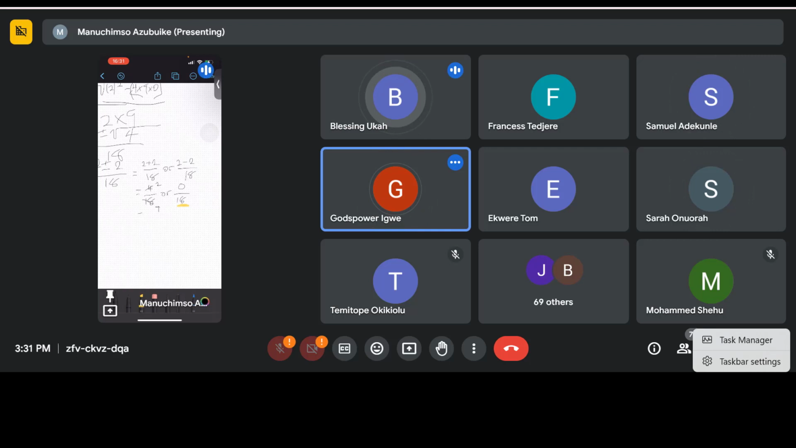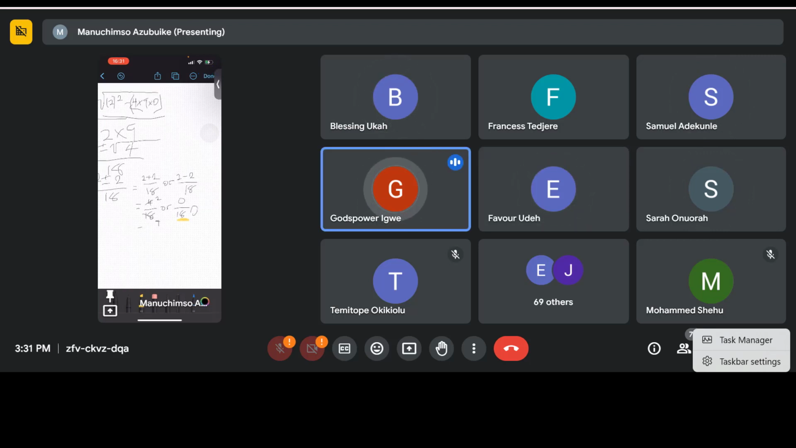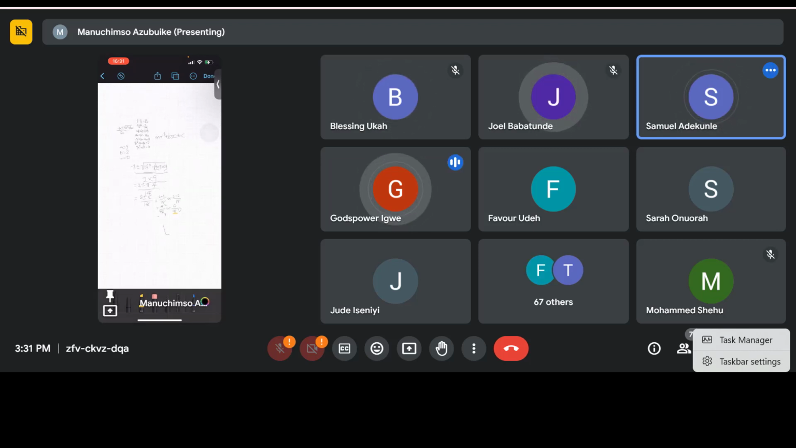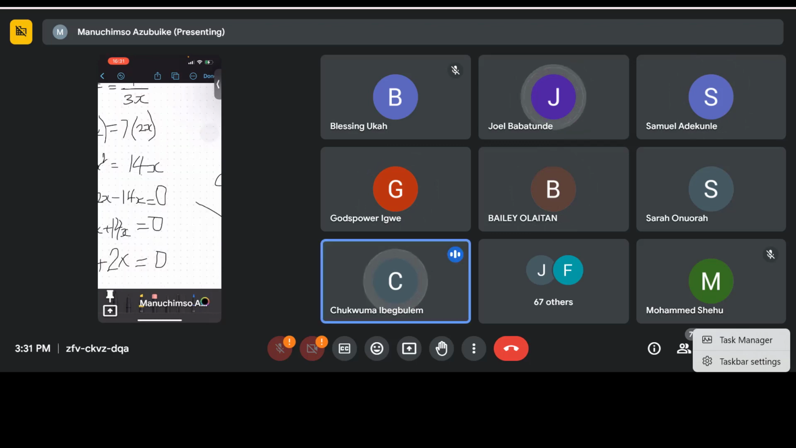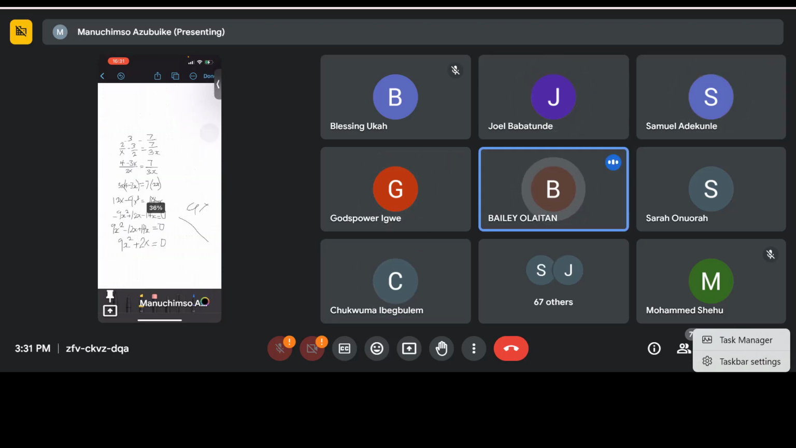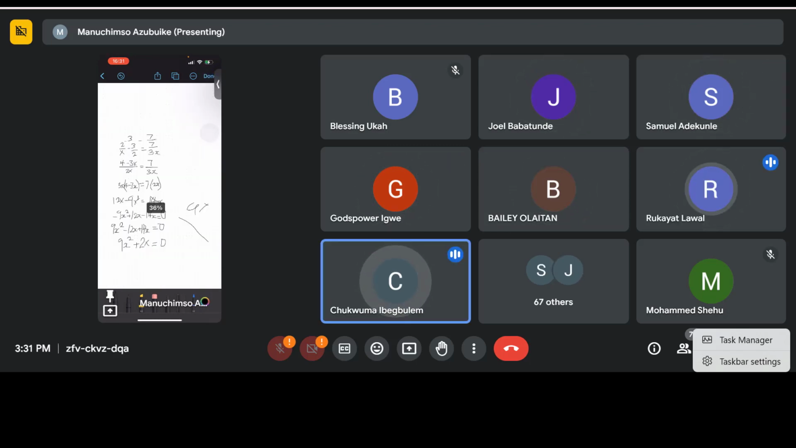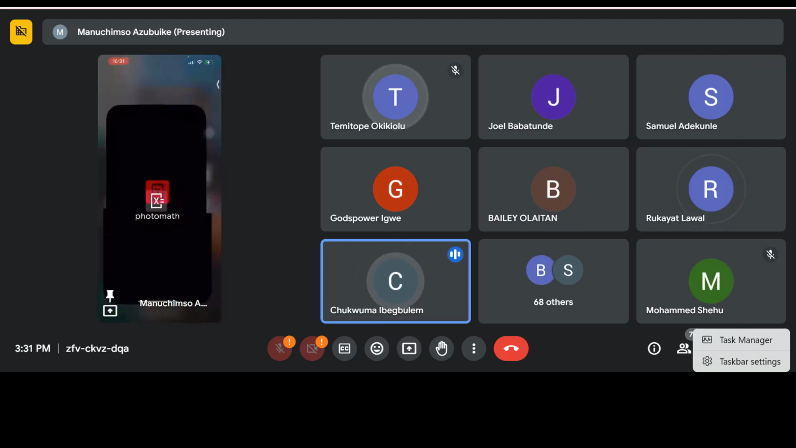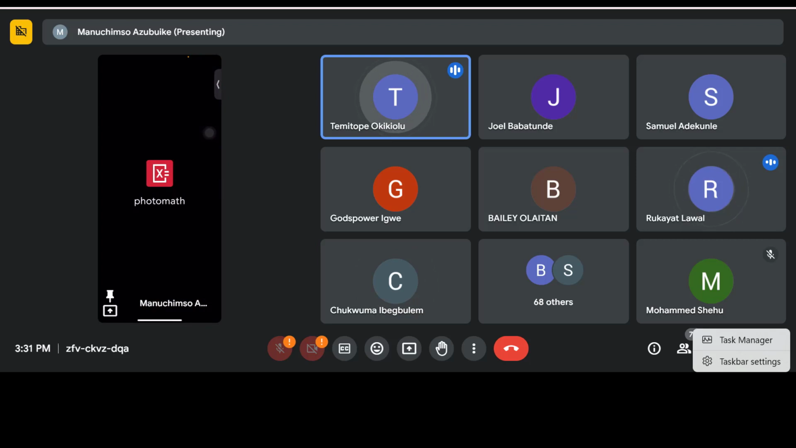That's 0. Have you seen what I said? It works. It's correct. No, it does not work, Mr. Godspower. There's a rule that says if 4AC is equal to 0, it does not work. The answers are not correct.